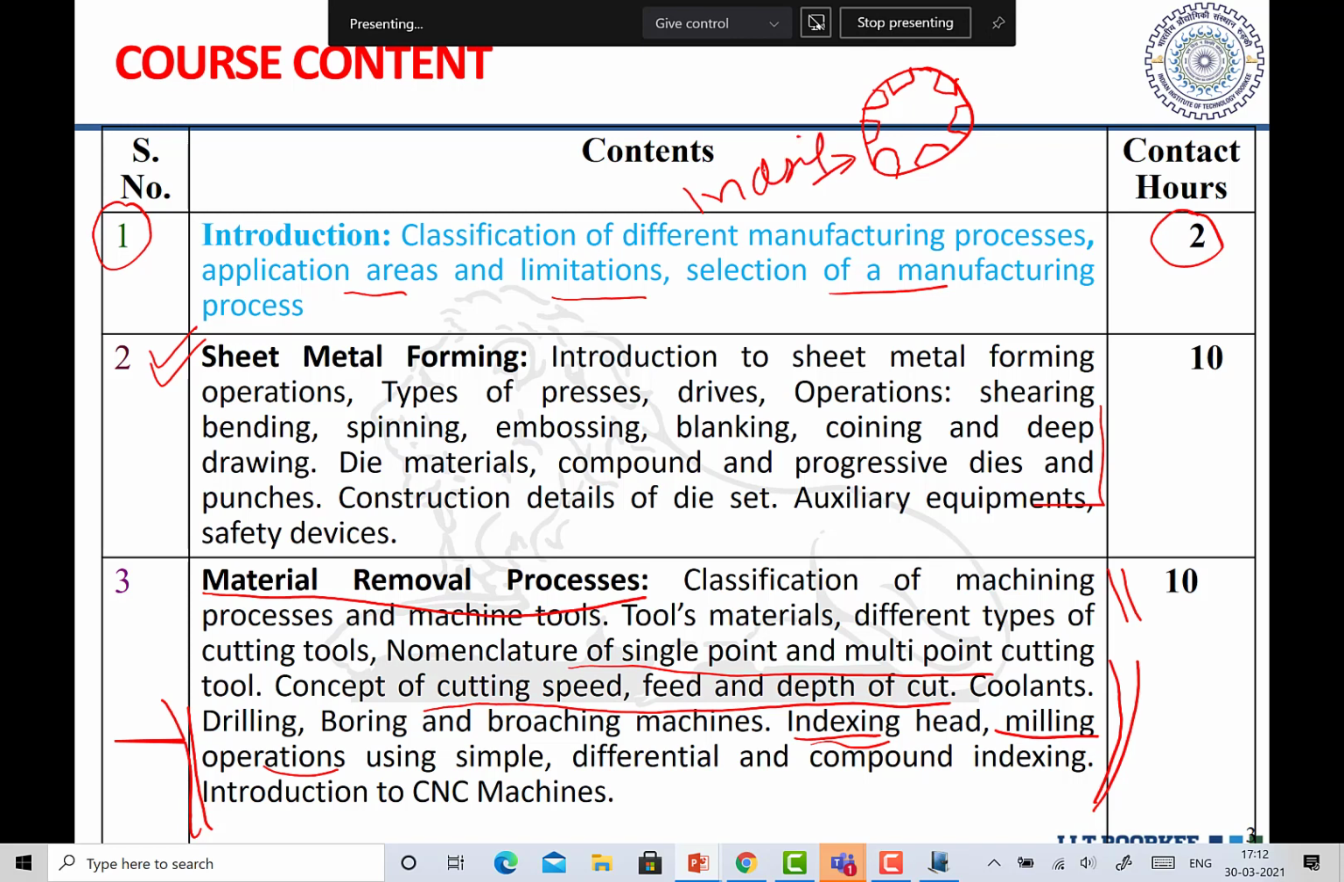So what are the different methods of indexing so that you get the required number of teeth on the surface of the gear? You may have 15 teeth, you may have 200 teeth, depending upon the purpose for which the gear is to be made. Okay, so these are the 3 chapters.